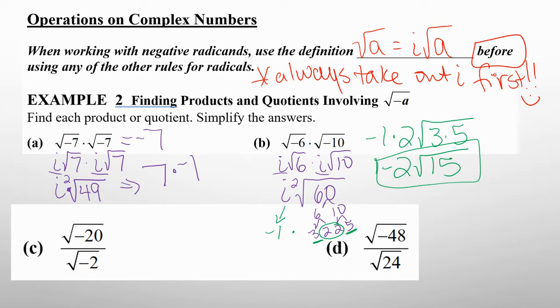Letter C. So I'm going to pull out the i and the i. Well, whenever we have the exact same thing in a numerator and a denominator, they reduce out. So our i's can reduce out. Because these are both radicals, we can say 20 divided by 2 under the square root is the square root of 10.